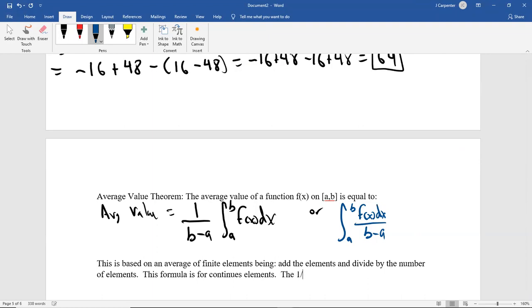The 1 over b minus a is basically dividing by the number of elements. But we don't have to start at 0. It's not to say, oh, we have 10 marbles, so divide by 10. We could be including marbles -1 to +9, which 9 minus -1 is +10. And the integration of the function is basically adding up the elements.